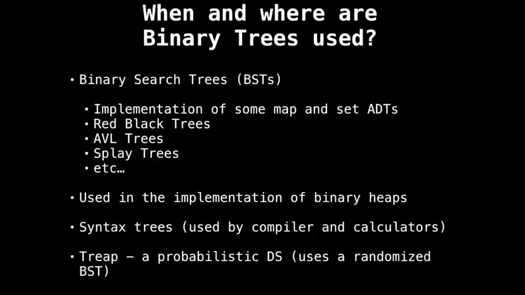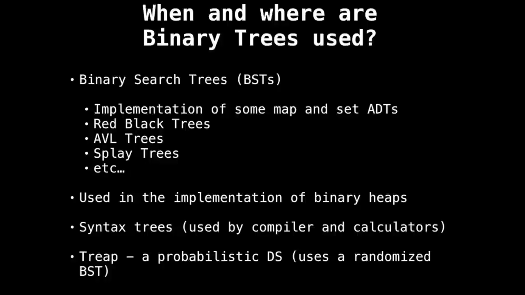Okay, so we've been talking about binary trees, binary search trees. Where are they used? Why are they useful? So in particular, binary search trees are used in many implementations of abstract data types for sets and maps and so on. And they're also used to implement balanced binary search trees, which we'll probably get to in a later video.